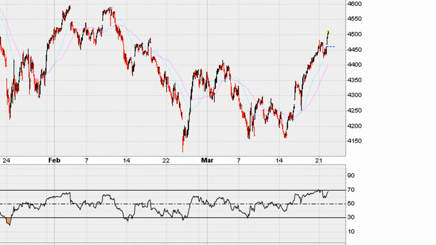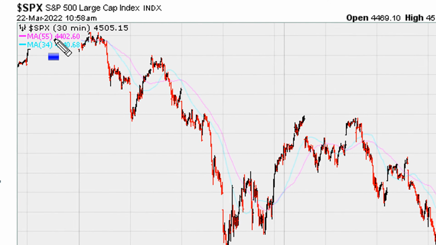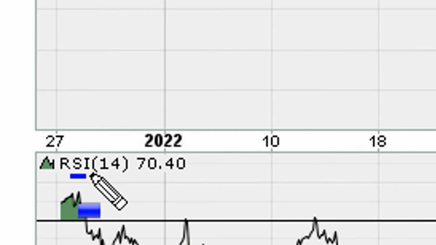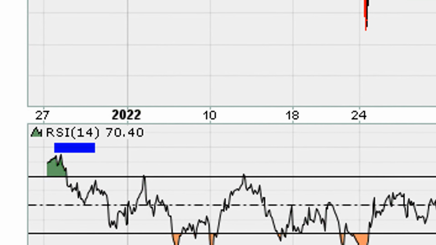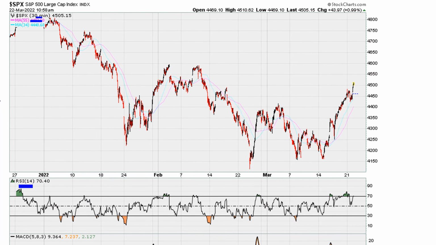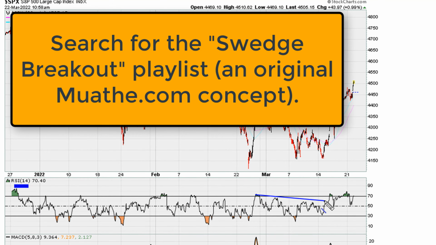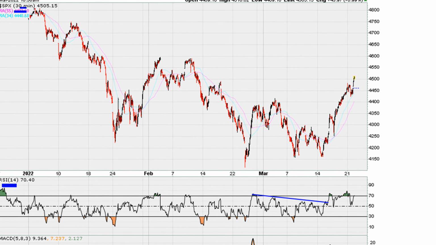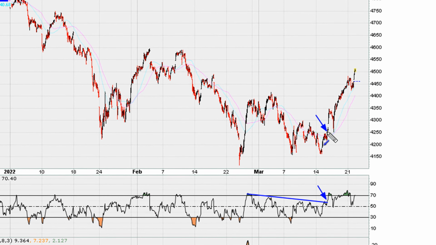Now, as promised, let's take a look at a bonus way of looking at this. Now we're going to take a look at the same S&P 500 30-minute chart right there. And now we're changing the RSI to the default, which I bet most of you are using, of 14. And let's go to this time frame here, and we're going to use the previous line, which is what I call a Swedge breakout. Links are going to be in the description back to YouTube videos explaining this method. Now, take a look at this breakout here on the 14 RSI setting. Again, we get that entry.